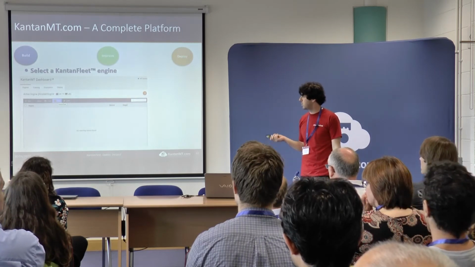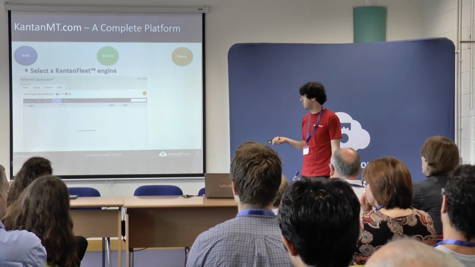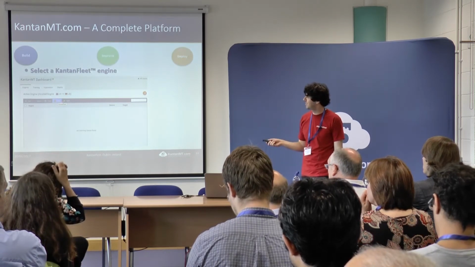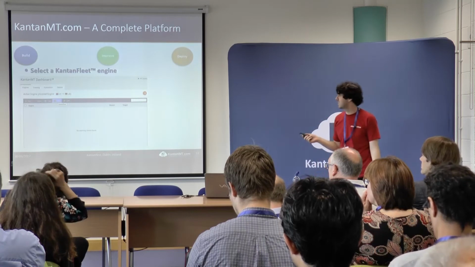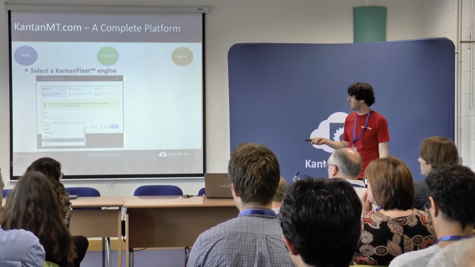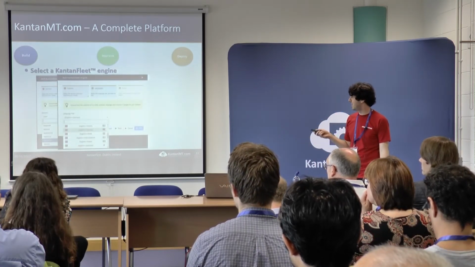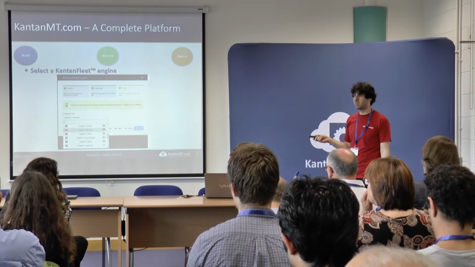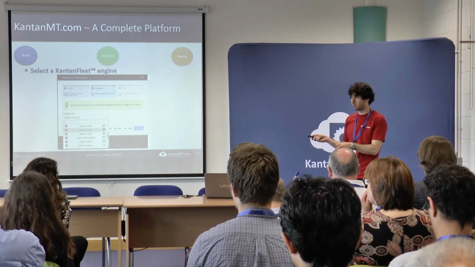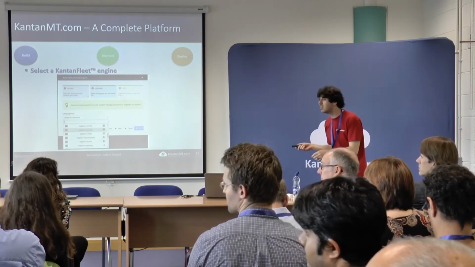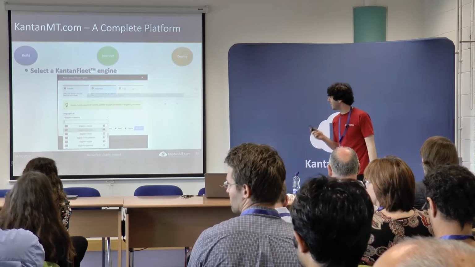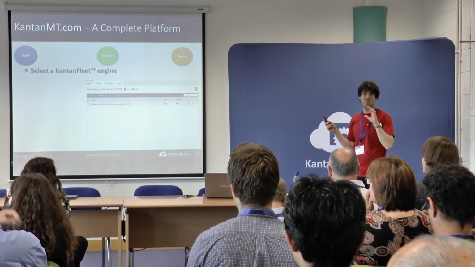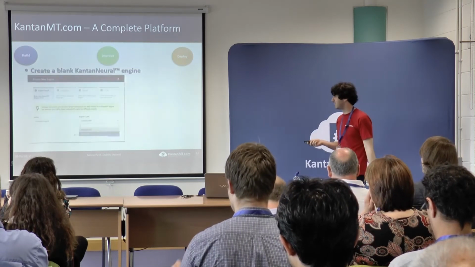Just some screenshots about how you can get a Kantan Fleet engine. So you can click on this button over there in our interface and then select a NeuralMT engine. Choose the language pair for which we have NMT. And at the moment, if I'm not wrong, we have 18 language pairs. 24. Oh, 24. And then that's it. And the engine is already in your platform, in your interface. You can use it and so on.